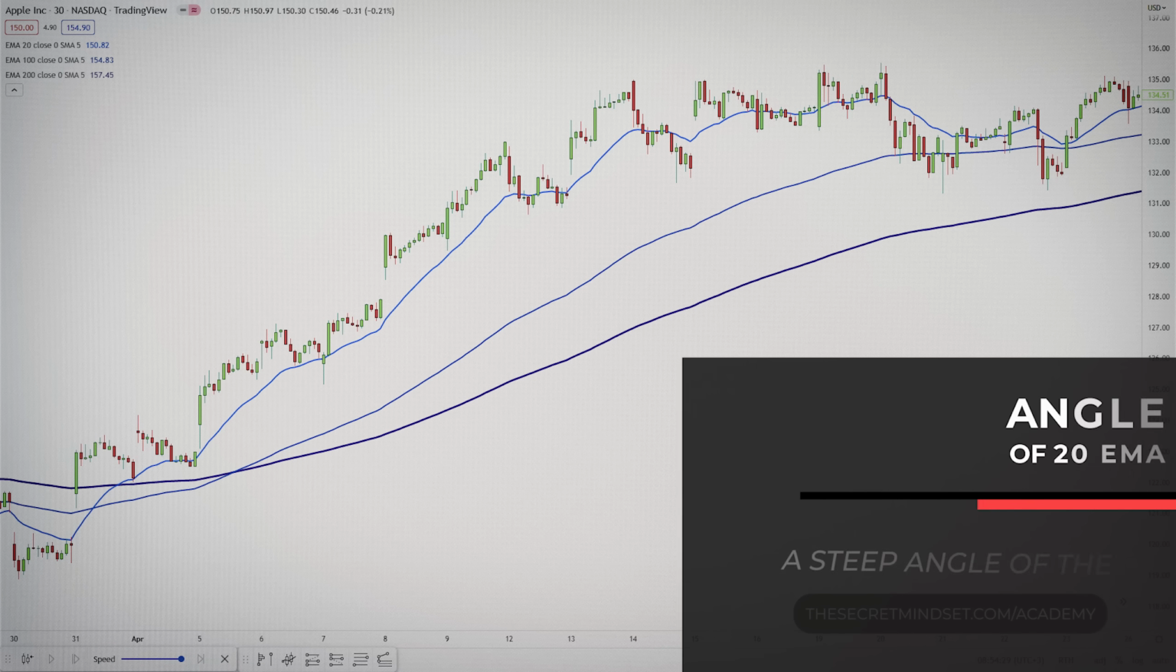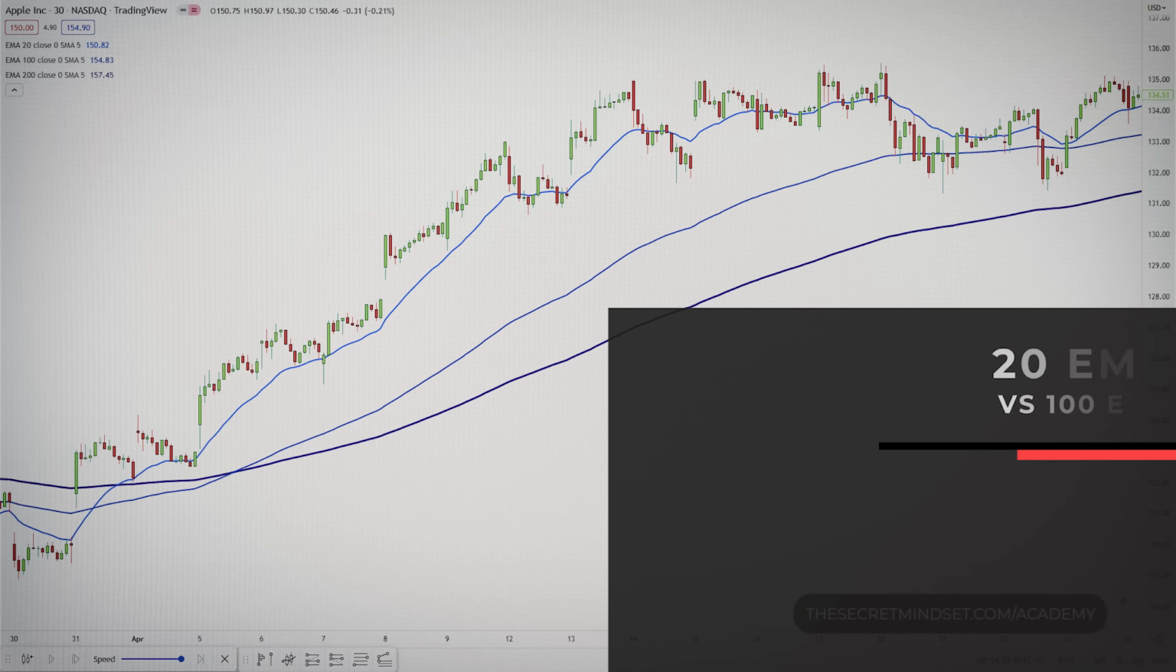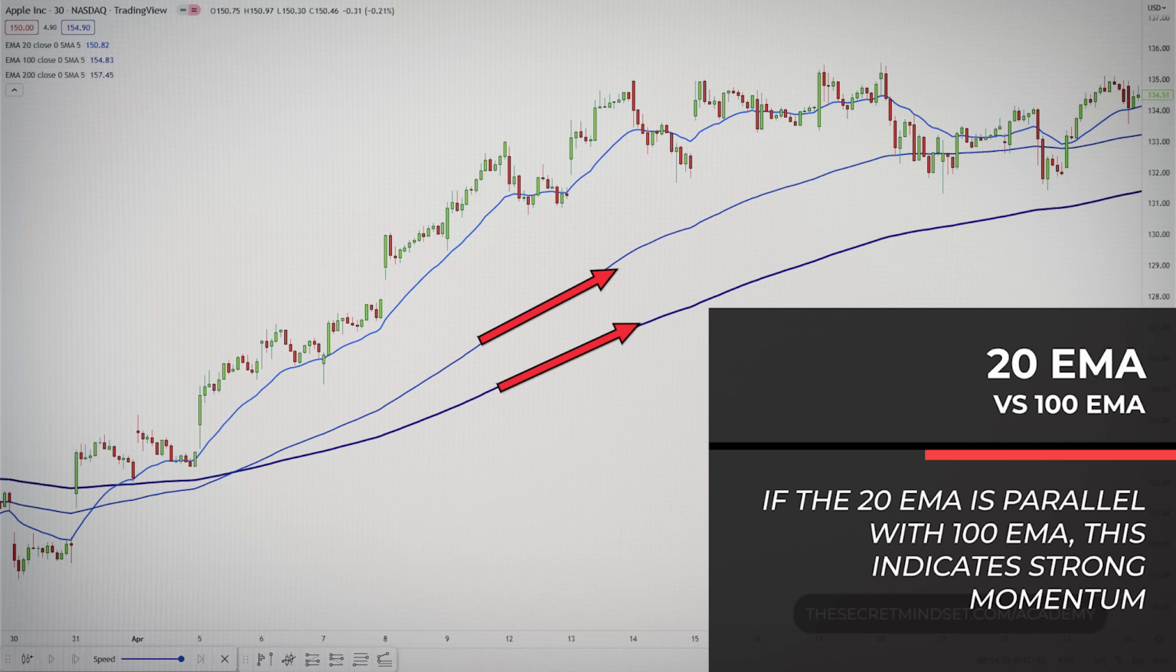The angle of the short-term moving average is also important. A steep angle of the 20 EMA often indicates a strong momentum. You also need to analyze the short-term moving average in relation to the medium-term one. If the 20 EMA is parallel with the 100 one, this indicates strong momentum.